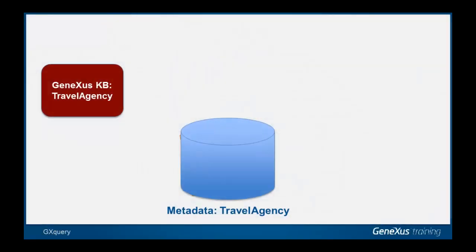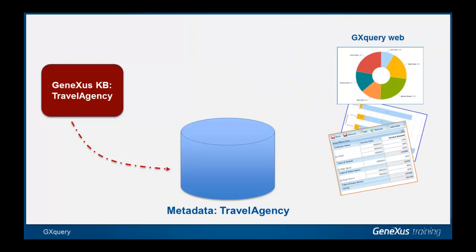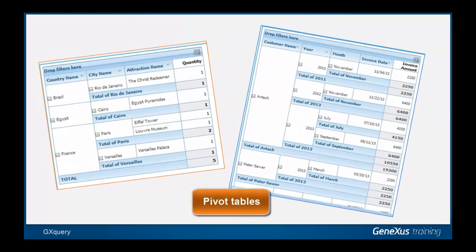First of all, let's remember that with the travel agency knowledge base, we can manage the activity of a travel agency. And we already created the metadata for the end user to define queries using GXquery's web interface. Now we will find out how to define some queries with results in pivot tables, meaning dynamic tables with which we can, for instance, interchange columns and also group information differently.